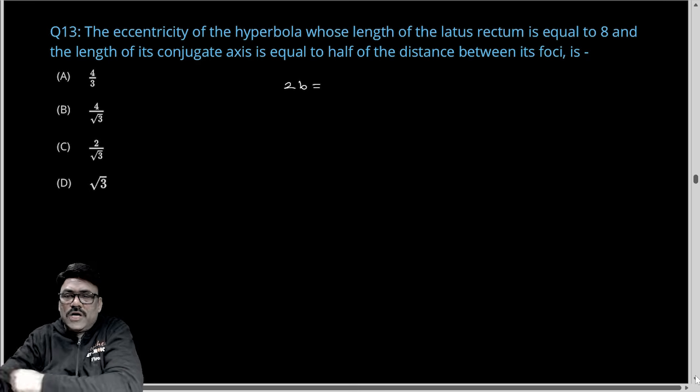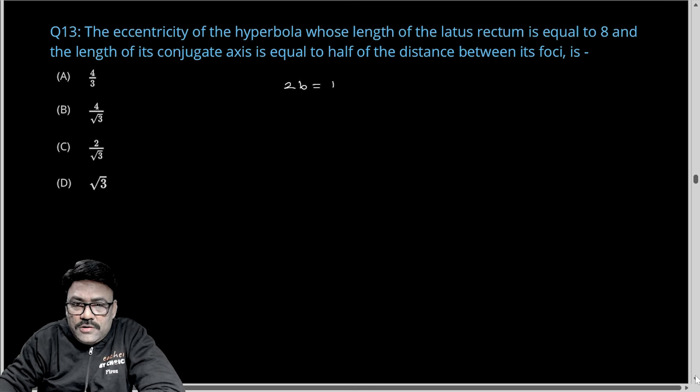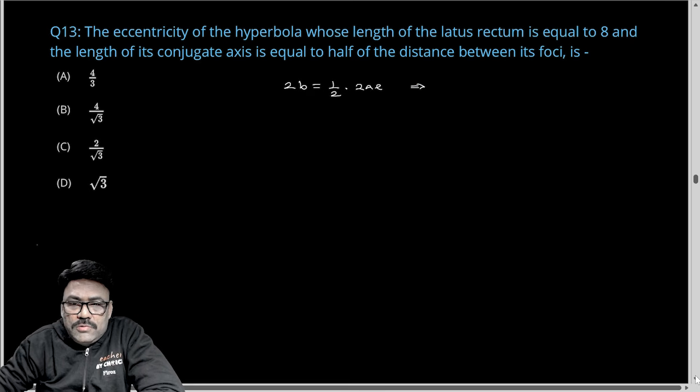It is equal to half of the distance between foci. Half of the distance between foci. Distance between foci is 2ae. So you are getting 2b is equal to ae.